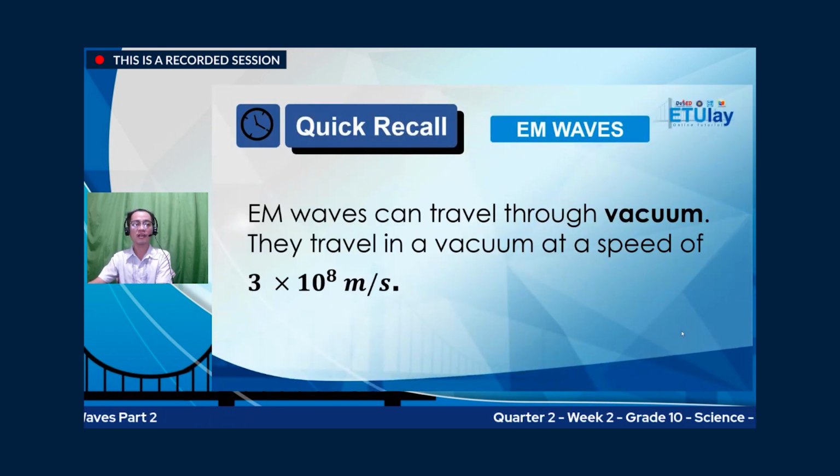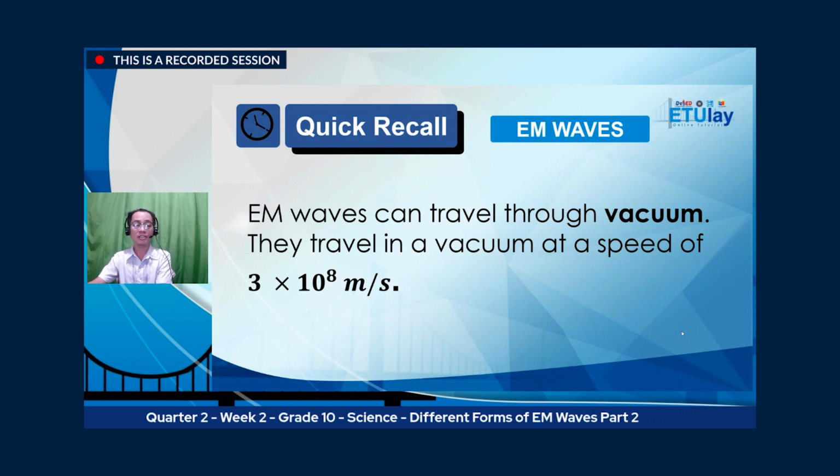Next, electromagnetic waves can travel through vacuum. They travel in a vacuum at a speed of 3 times 10 to the 8 meters per second.